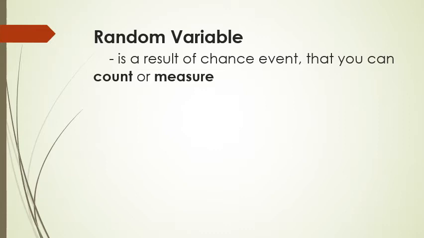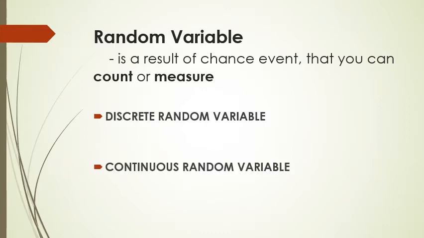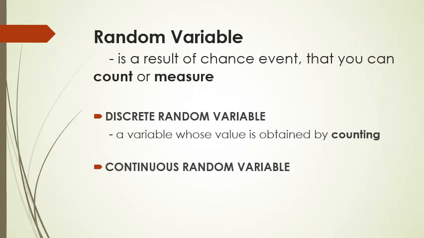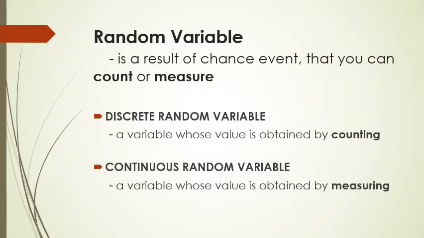There are two types of random variable. One is the discrete random variable and the other is the continuous random variable. A discrete random variable is a variable whose value is obtained by counting, while a continuous random variable is a variable whose value is obtained by measuring. So, clear na kayo? Discrete, counting; continuous, measuring.